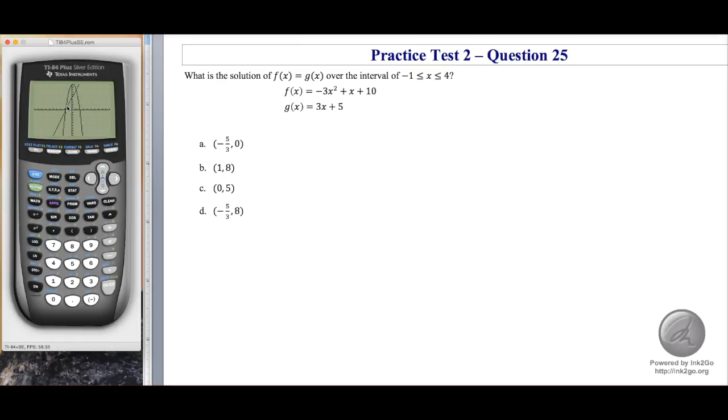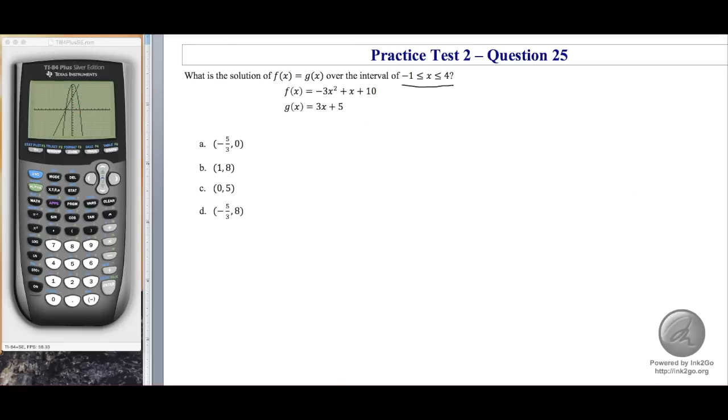Notice from the graph that you have two intersections or two solutions. But also remember that the question is asking for solutions between -1 and 4. Looking at the graph, our x value here is less than -1, so it will not be a solution in that range. So therefore we are looking for this solution right here, which looks like x is equal to 1.